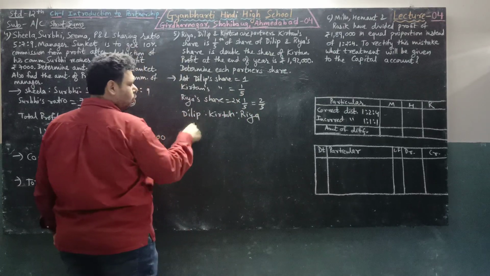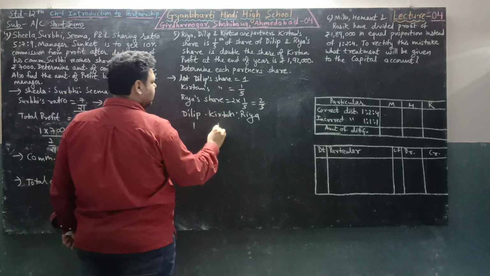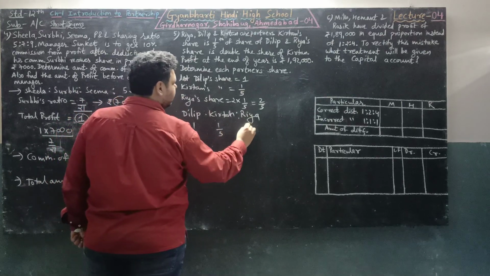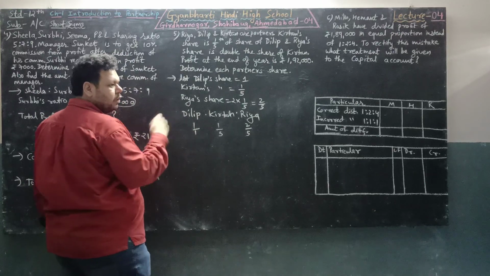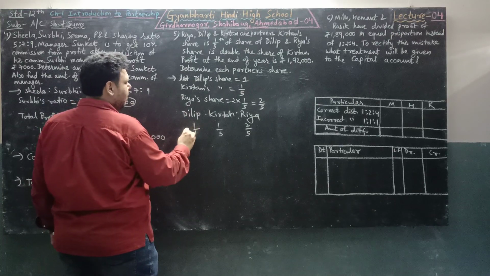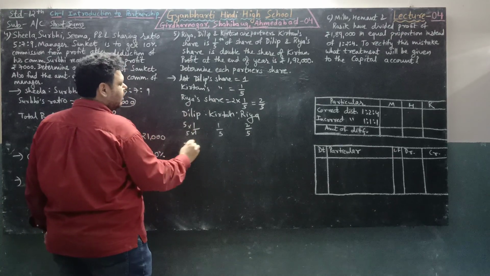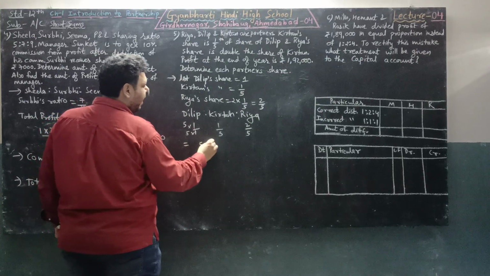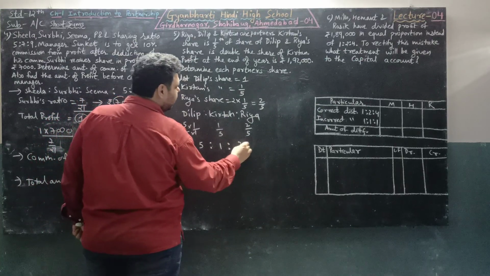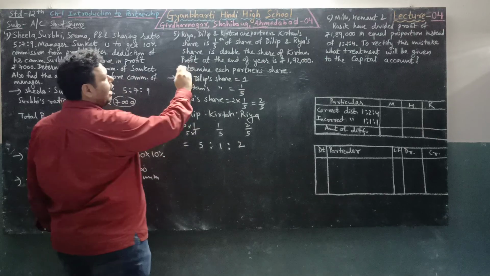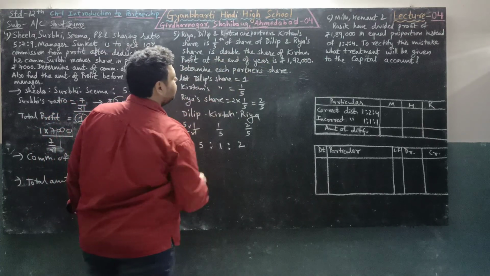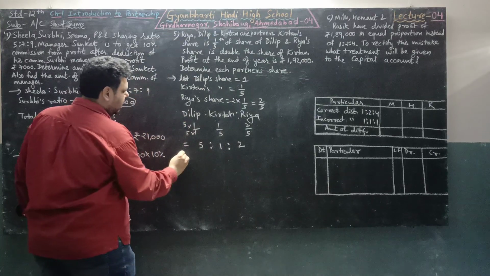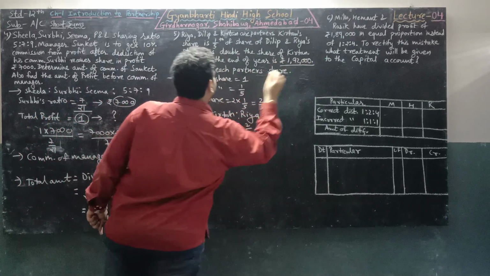Dilip's share is 1, Kirtan's share is 1 upon 5 and Riya's share is 2 upon 5. Here we are having denominators, so calculating the LCM. So multiplying and dividing by 5, we will get 5:1:2. So now we want to calculate each partner's share if the total profit is 1,92,000. So total profit given is 1,92,000.